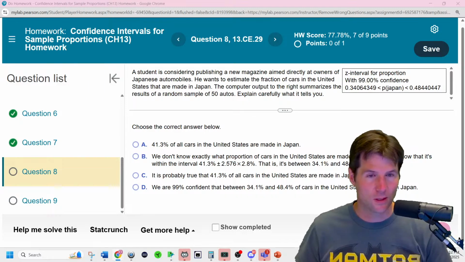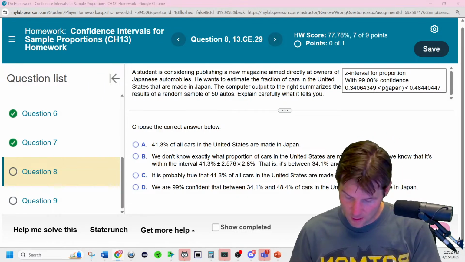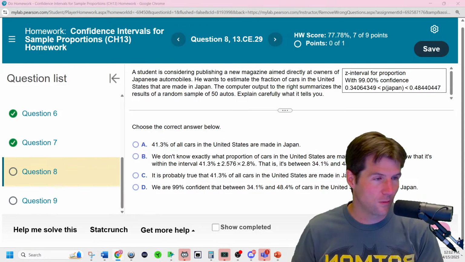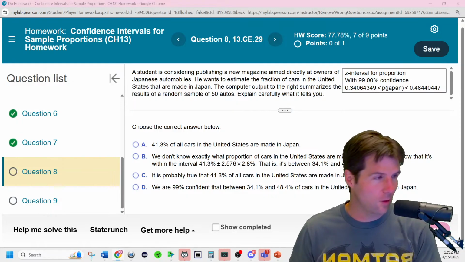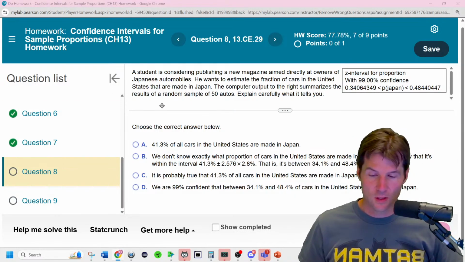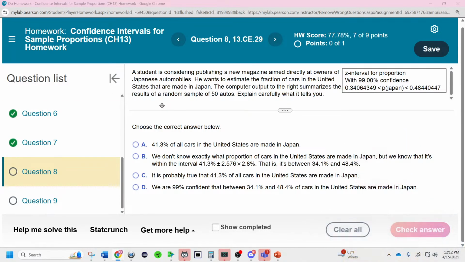Okay, a few more questions. Then let's do some of the quiz. Here we go, number 8. A student is considering publishing a new magazine directed at the owners of Japanese automobiles. He wants to establish the fraction of cars in the United States that are made in Japan. The computer output to the right summarizes the result.